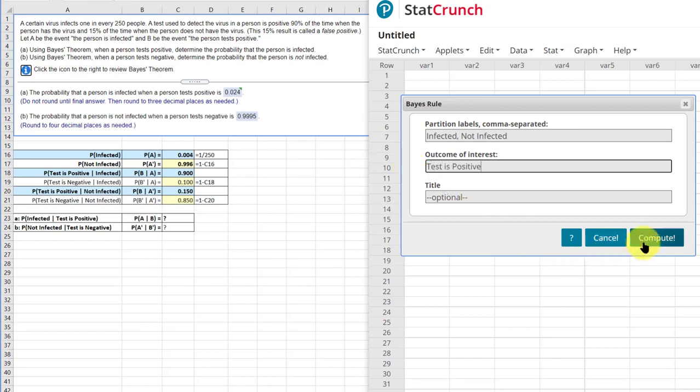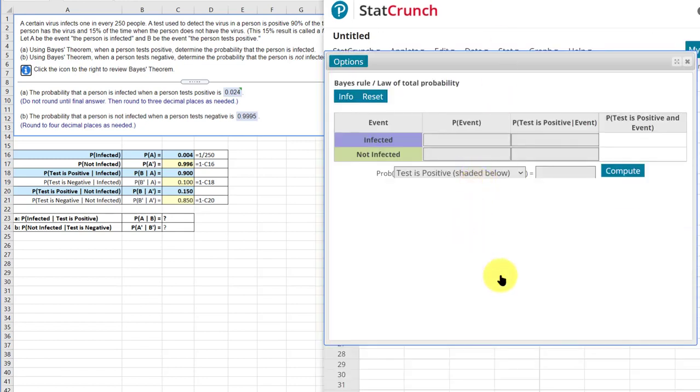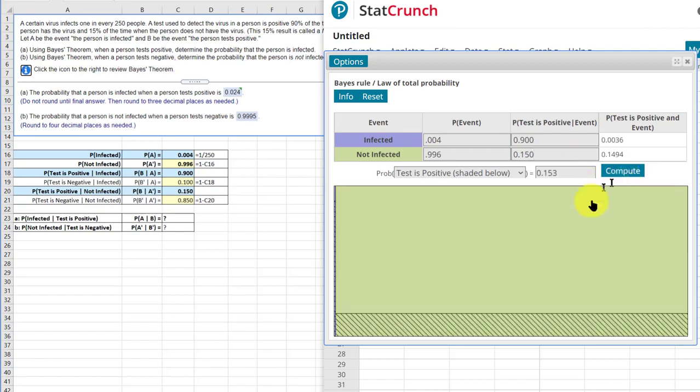And with that, we can click compute, and we get a table that we need to fill out on the top. The probability of being infected, we calculated, is 0.004. The complement of that is 1 minus that, 0.996. The probability the test is positive given the event infected, and that's this one, 0.900. The probability that the test is positive given the person is not infected is this one, 0.150. And I'm going to click on compute.